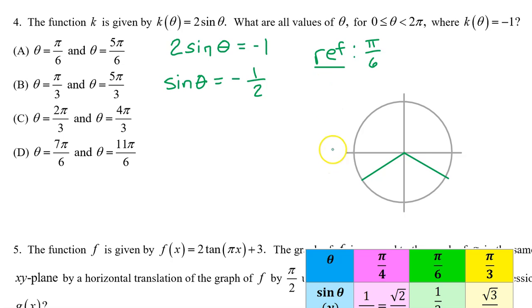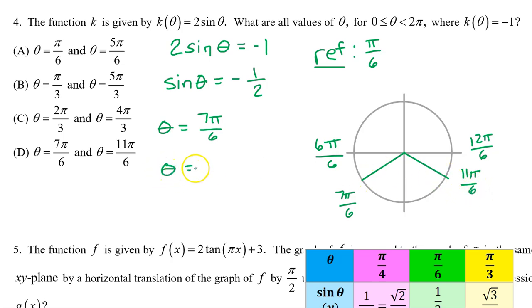We can think of pi as 6 pi over 6. So this angle in the third quadrant is 7 pi over 6. That's one solution to the equation. Theta is equal to 7 pi over 6. We can think of 2 pi as 12 pi over 6. So this angle in the fourth quadrant is 11 pi over 6. That's another solution. So we have theta is also equal to 11 pi over 6. So the answer is D.